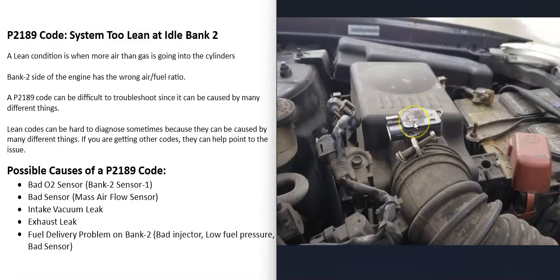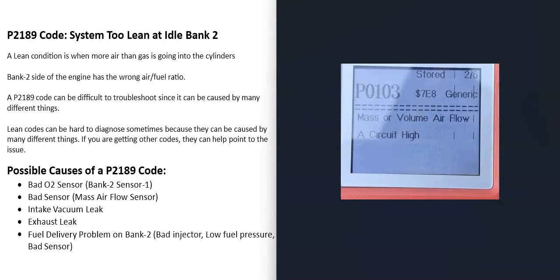The next thing that could cause this is a bad sensor, usually something like a bad mass airflow sensor. This mass airflow sensor is measuring all the air that goes into the engine, and if it has an issue, it could throw everything off. Usually when there is an issue with that mass airflow sensor or any other sensor, you're going to get a code. For example, if you're also getting a P0103, mass or volume airflow A circuit high, then that would point more towards a mass airflow sensor problem.